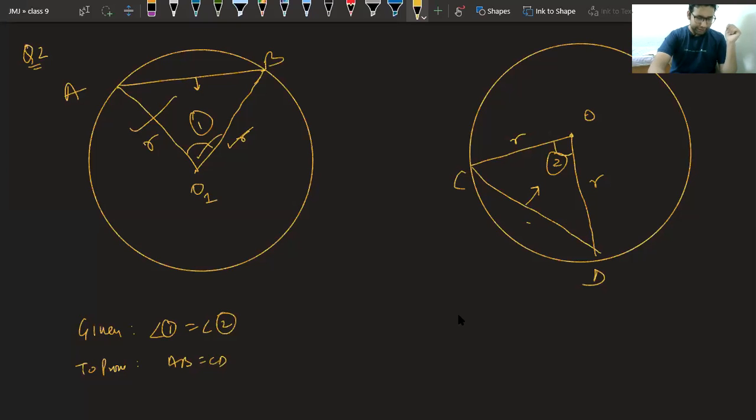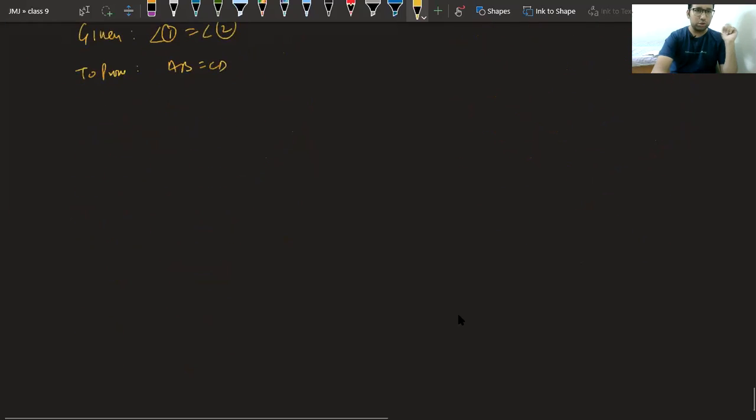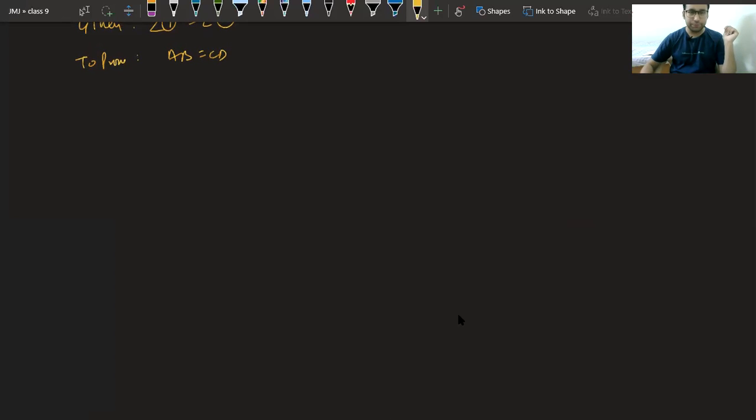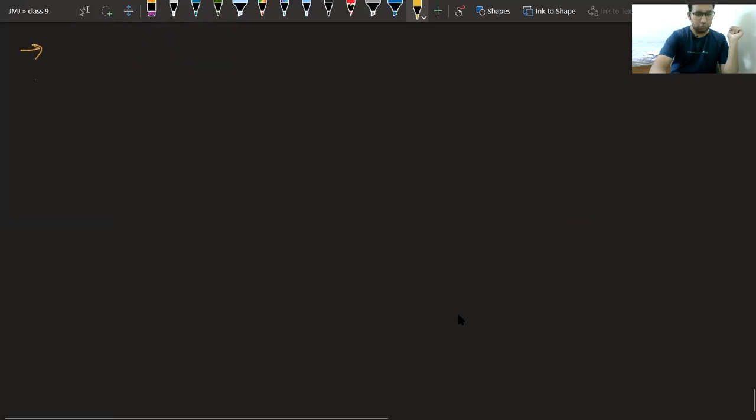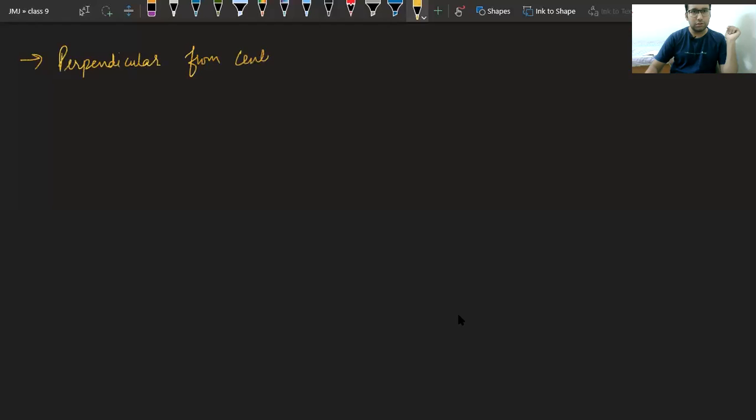Now next is the topic perpendicular from center to a chord. Rudra, here the concept of circumcenter will come. The next topic, for the introduction of 10.3, is perpendicular from center to a chord.